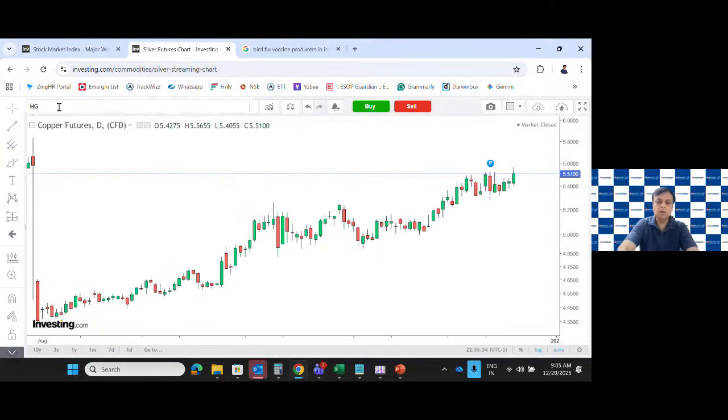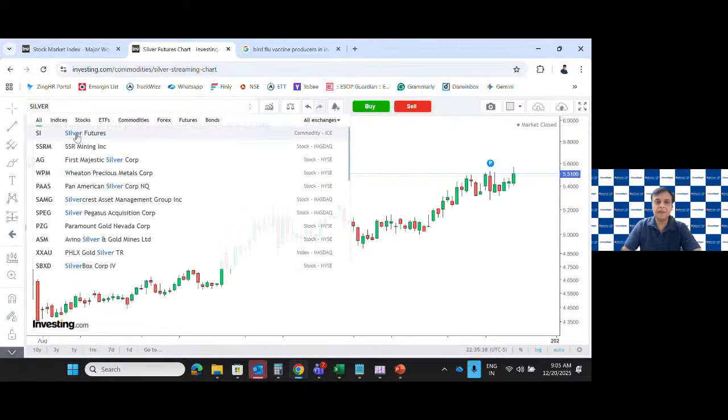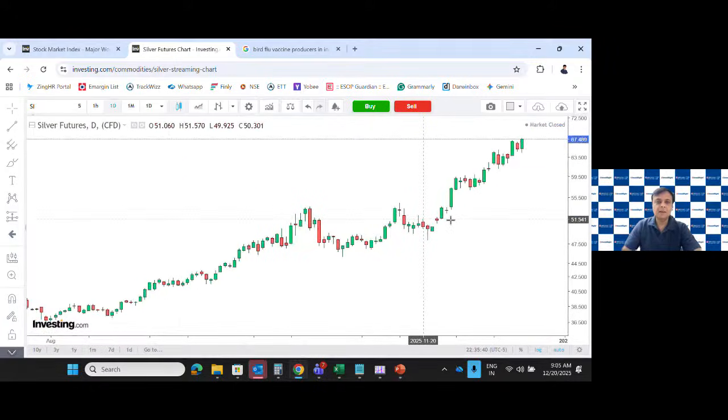Now let us look at some commodities which are moving very sharply nowadays. The first is silver. Yesterday we saw that in the US market, not silver bees but silver futures, went up by more than 3.5%.